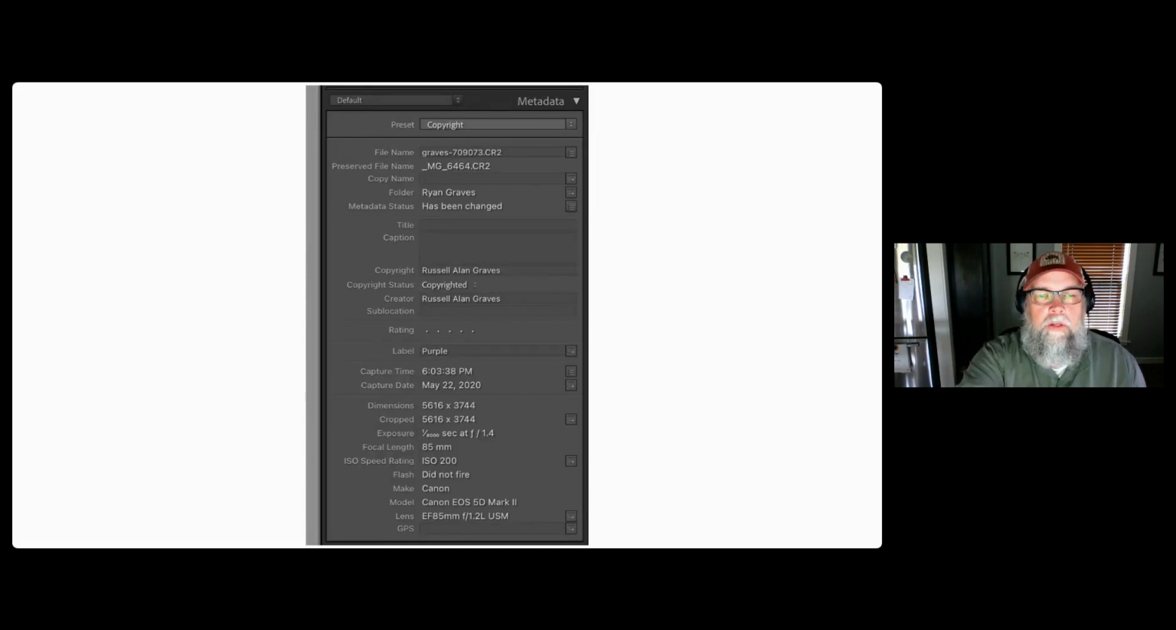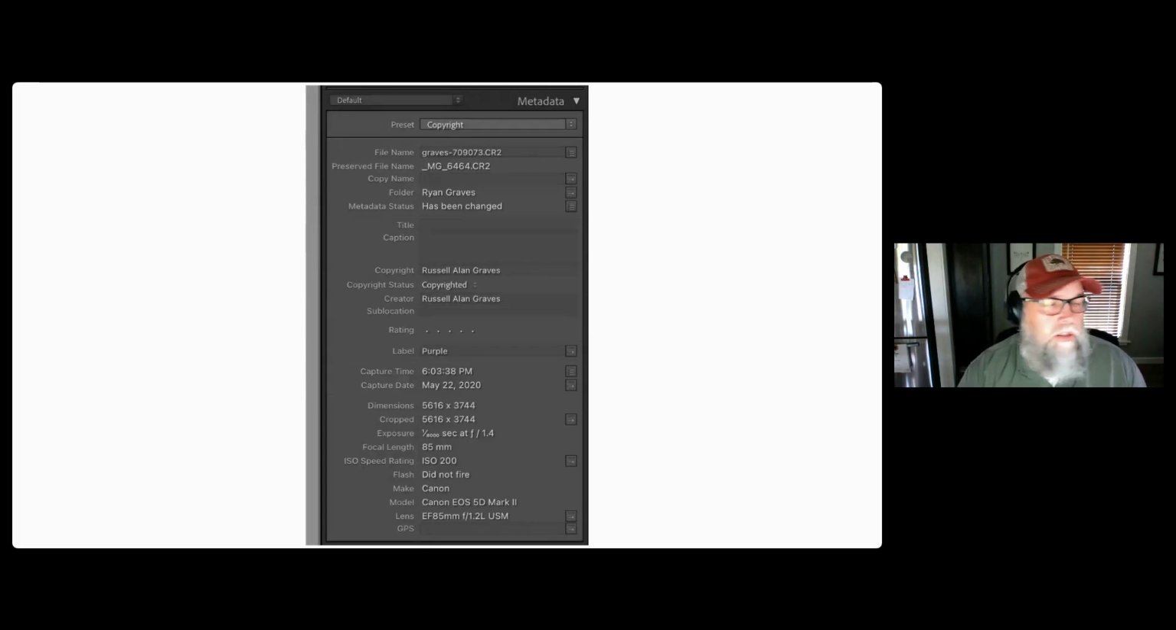But then here's where it gets to the interesting information. You can see I captured that picture at 6:03 and 38 seconds PM on May 22nd, 2020. It's got the dimensions of the image. It's got the crop dimensions of the image. And so that picture I took is not cropped. It's got the exposure.